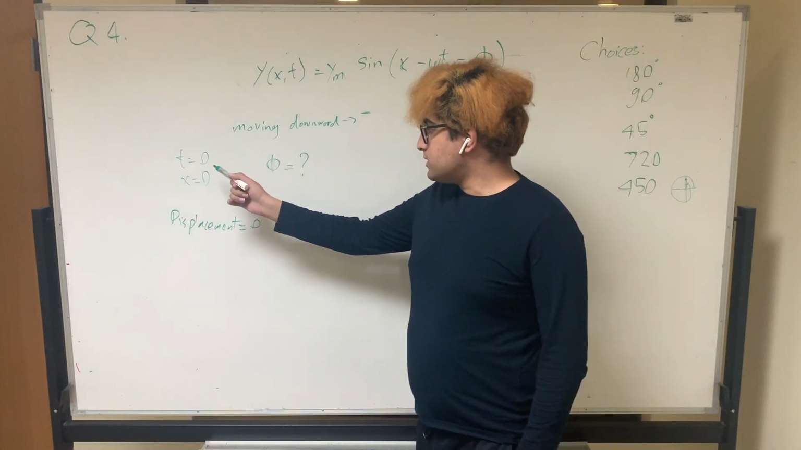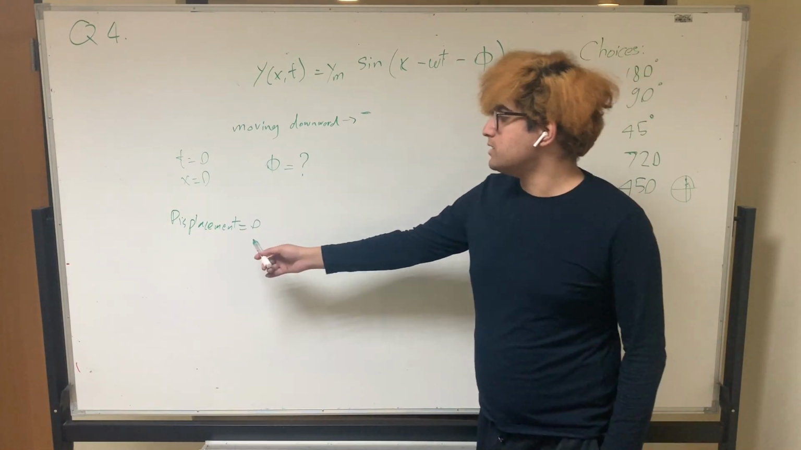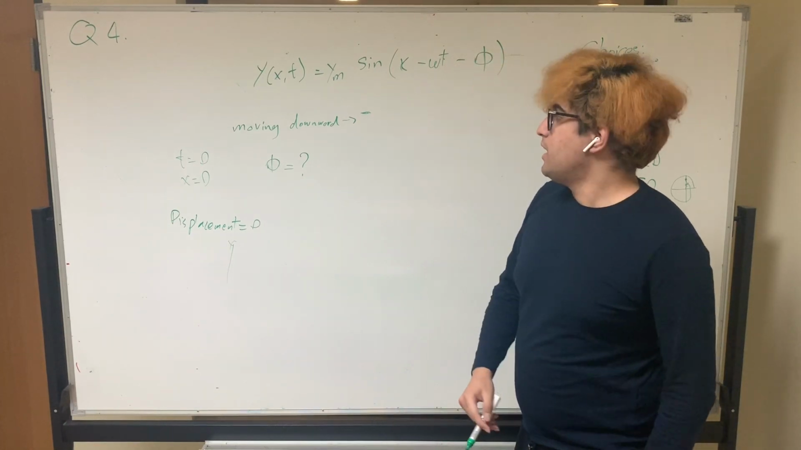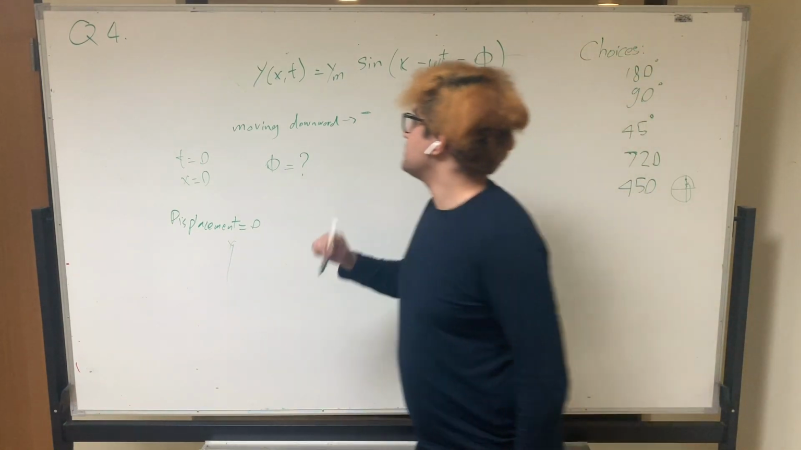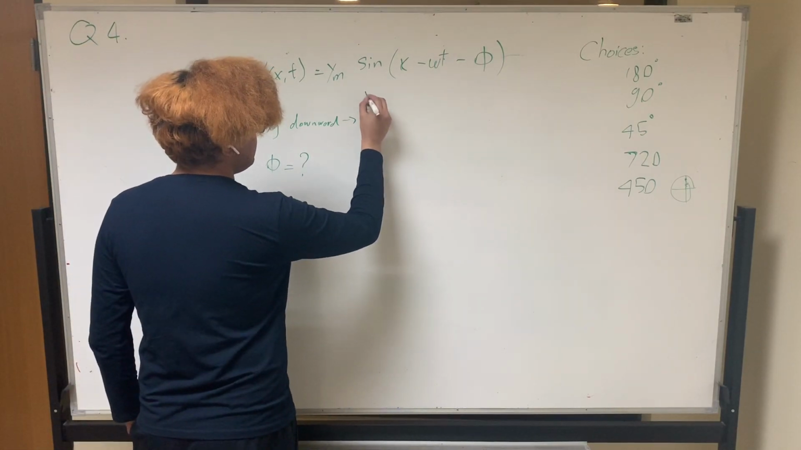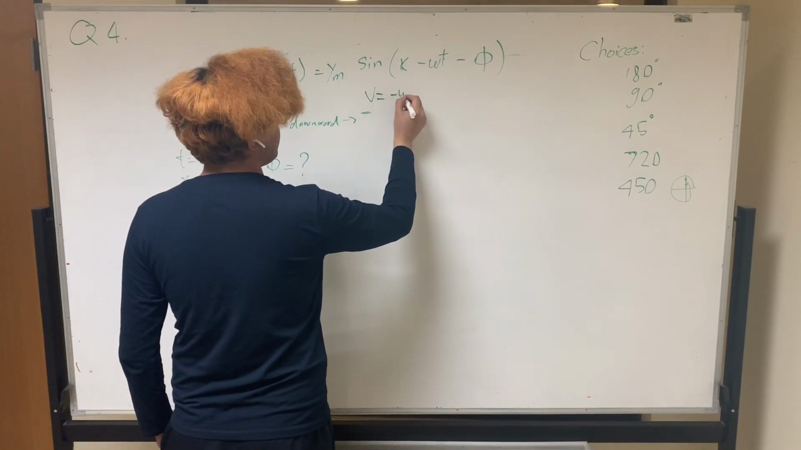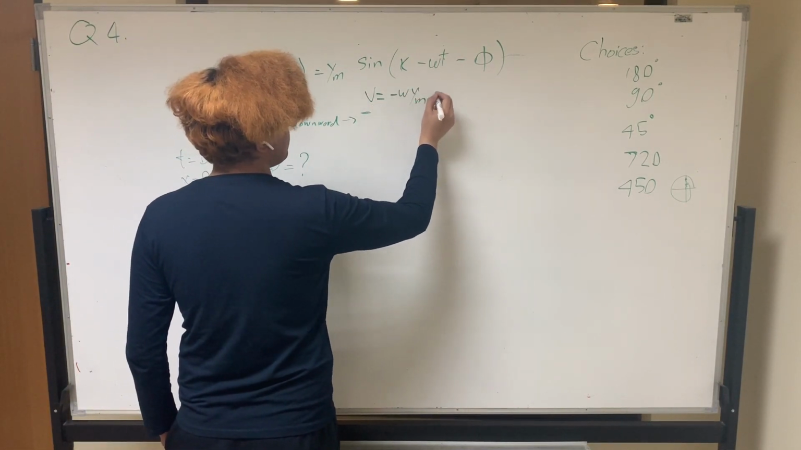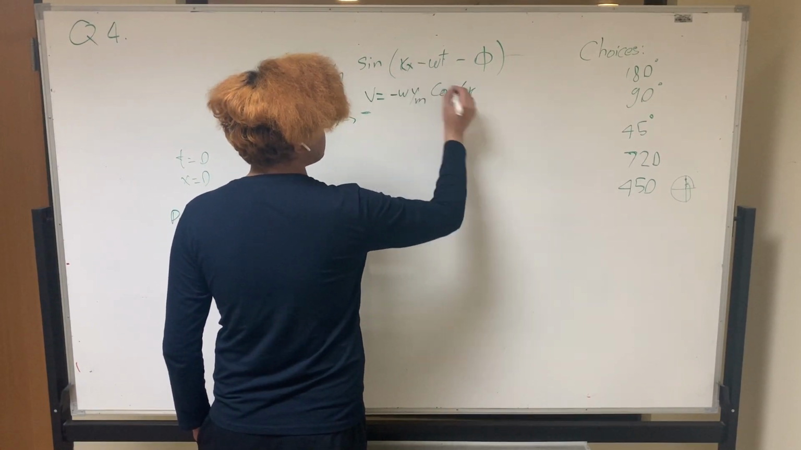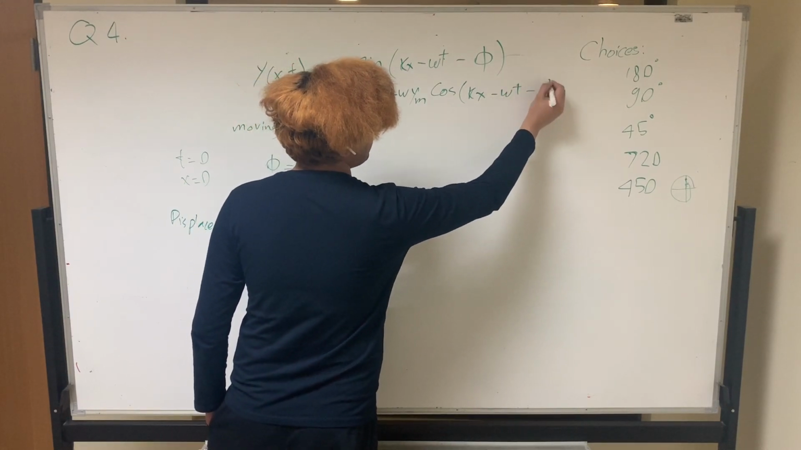We're also given that time is 0 and x is 0, and we're given that the displacement on the y-axis is 0 as well. So let's now differentiate this equation to get the velocity equation. The derivative of this with respect to time will be negative omega times ym cosine of kx minus omega t minus phi.